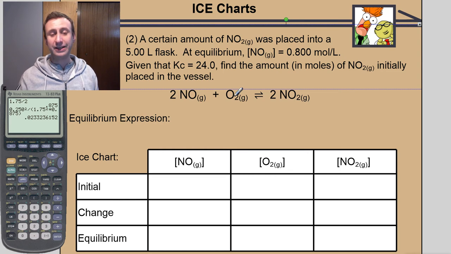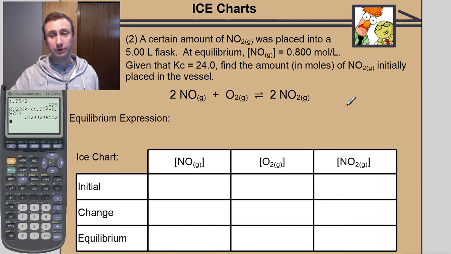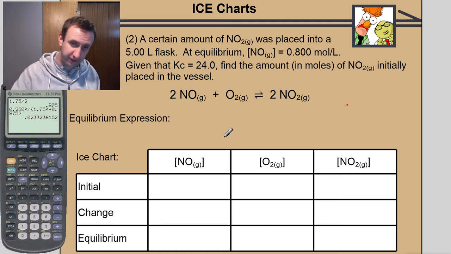Given that Kc is equal to 24.0, we must have changed temperature because now we have a different Kc. Find the amount in moles of NO2 gas initially placed in the vessel. Okay, so why don't you start out by trying to fill out your ICE charts. So you already have the equilibrium expression from the last question.